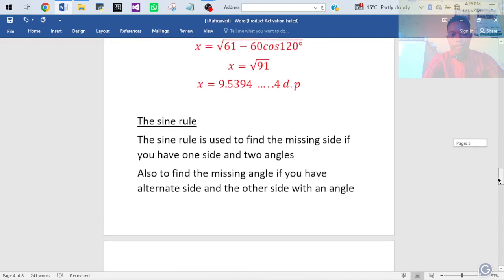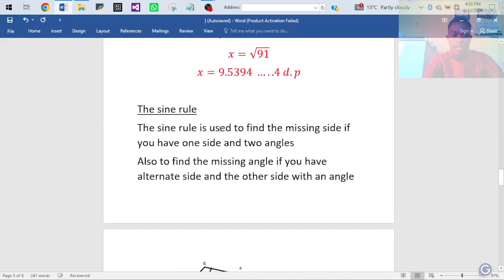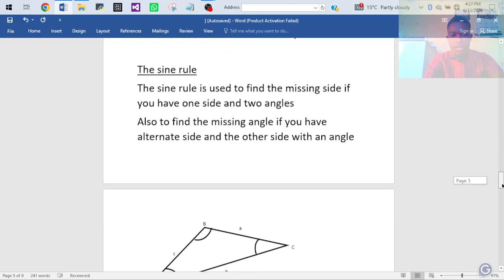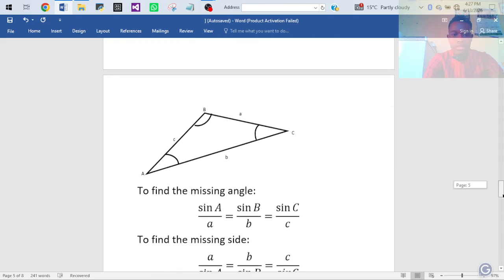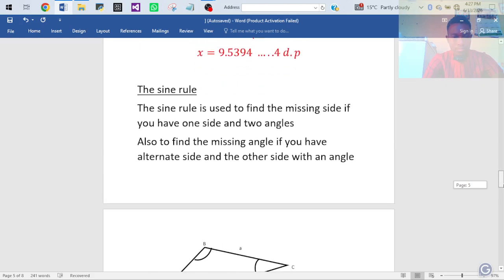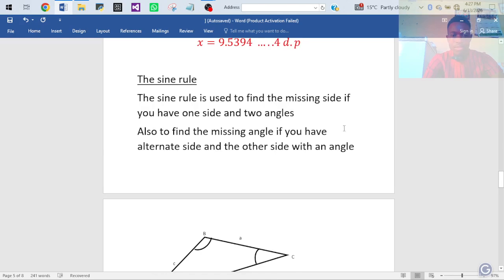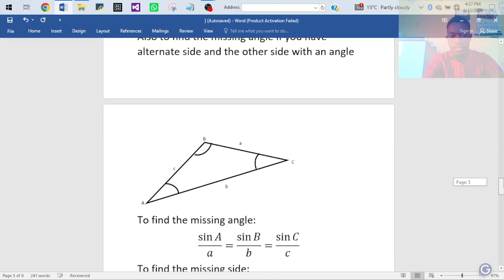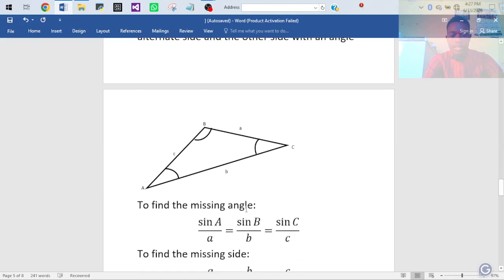So the sine rule. The sine rule is used to find the missing side if you have one side and two angles, and also if you have other sides of an angle and other side. So just pass through this one. The sine rule is just used to find the missing side or the missing angle.